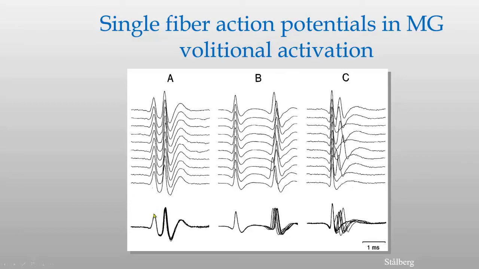Here is a recording with normal jitter, and in the same muscle we have another position where we have motor end plates with a slightly increased jitter, and one area where we have even more increased jitter and individual impulse blockings.